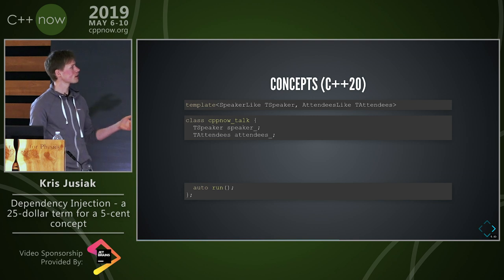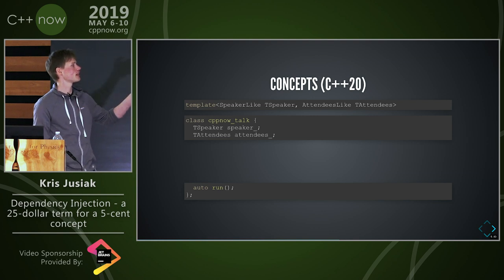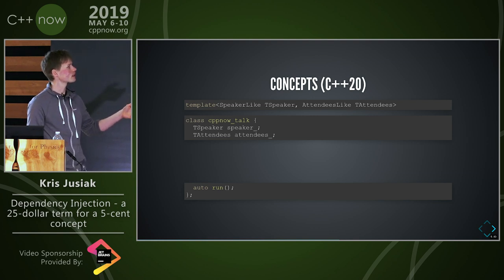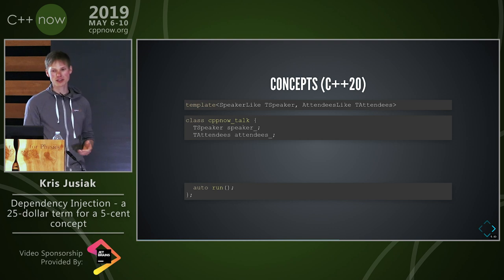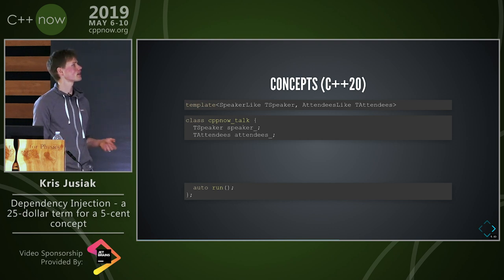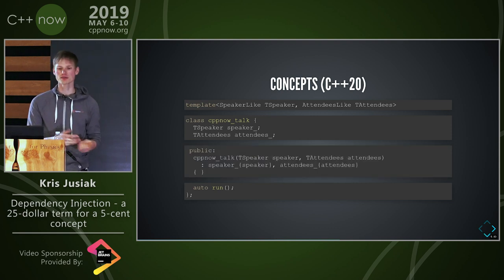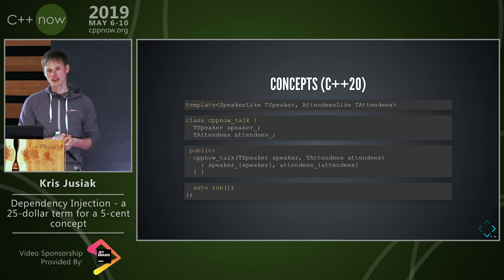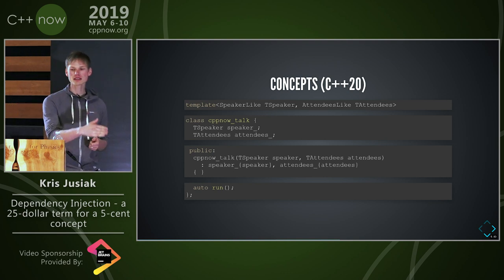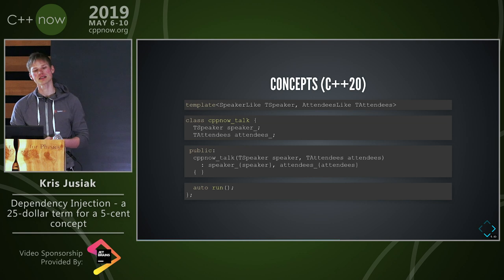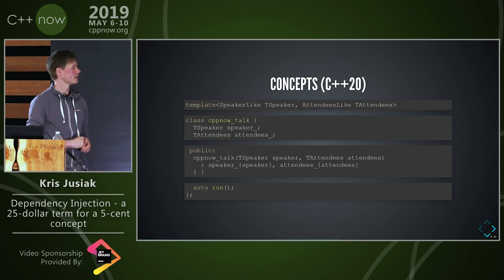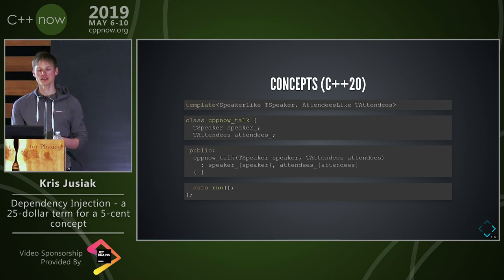When you have the talk, we still have the speaker and attendees being templates, which have to be constrained by the speaker-like and attendee-like concepts. And after that, we pass them through constructors. Nothing new, right? The only difference between the plain templates and concepts is that the latter will verify the interface at the point of instantiation, and the former wouldn't.